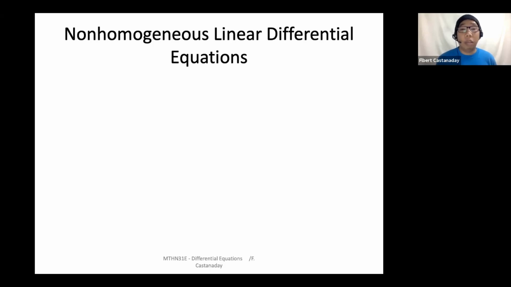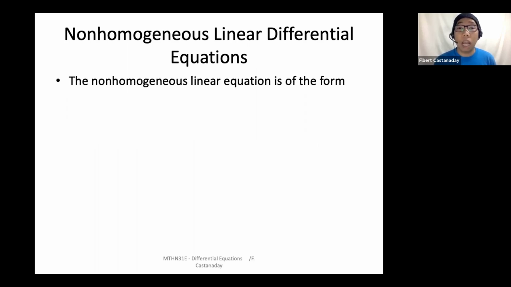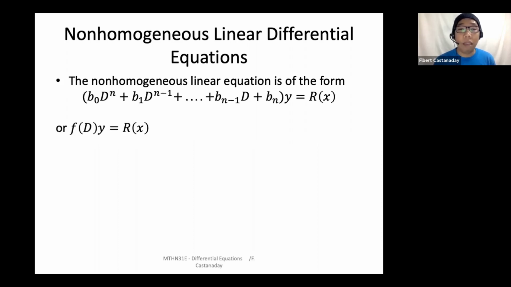In this video, I'm going to talk about the solution of non-homogeneous linear differential equations. Now, how do we know if a differential equation is a non-homogeneous linear differential equation with constant coefficients? So this is the form of that DE, where you have a function of x at the right-hand side of the equation, represented by r of x.